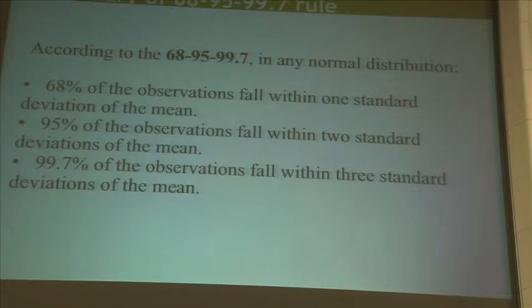68% of the observations fall within one standard deviation of the mean, meaning this. Okay, here's a pretty picture. Remember, the middle line stands for your mean. In either direction, so one standard deviation to the left of the mean, one standard deviation to the right of the mean. Within those two values is where 68% of your data should show up.